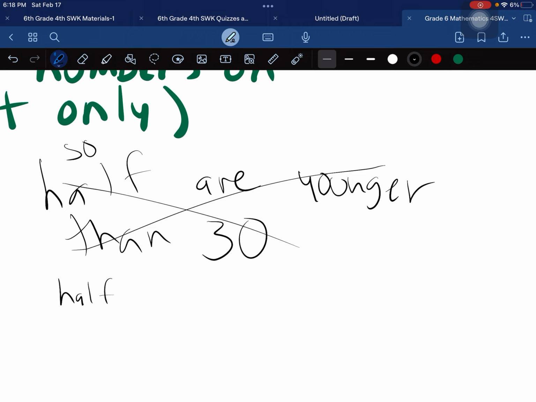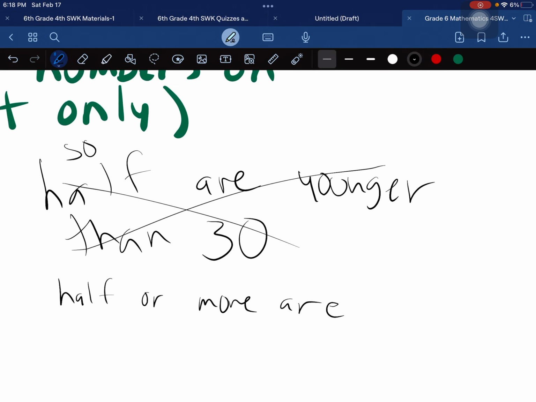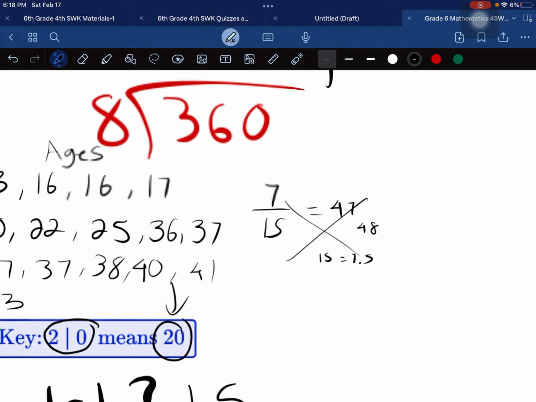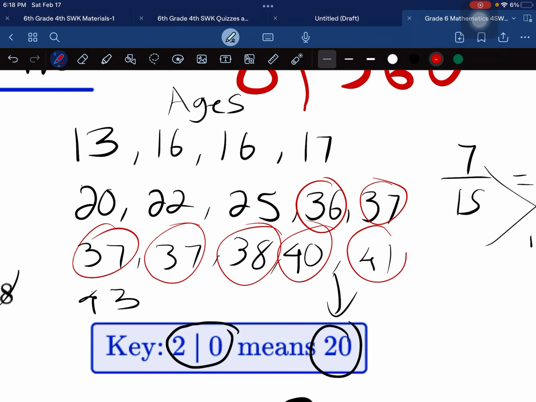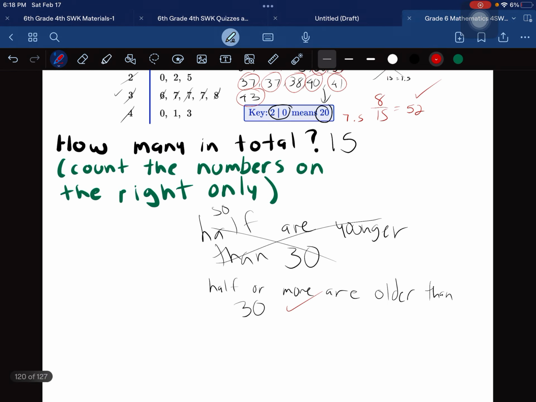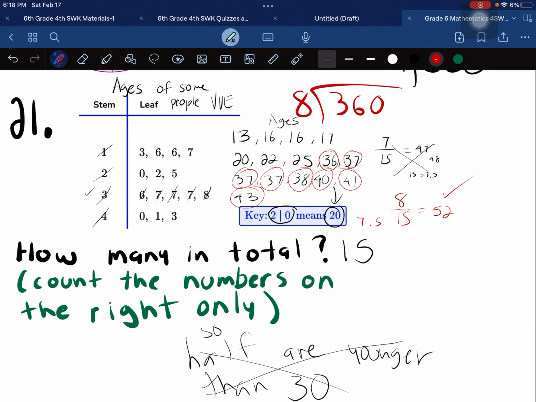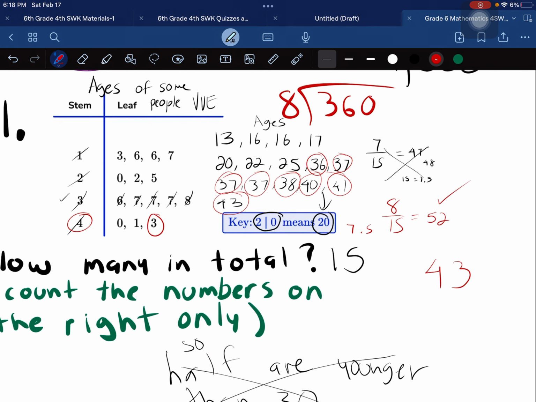If they say half or more are older than 30, that's going to be true. Because if you count, you're going to check 1, 2, 3, 4, 5, 6, 7, 8. 8 is bigger than the half of 15, which is 7.5. So this would be true. This would be like 52. Yeah, so yes, this is true. You say, you know what? The highest age in this list is 43. You go and you check. Is that the last one? Yes, that's true. That's the highest.